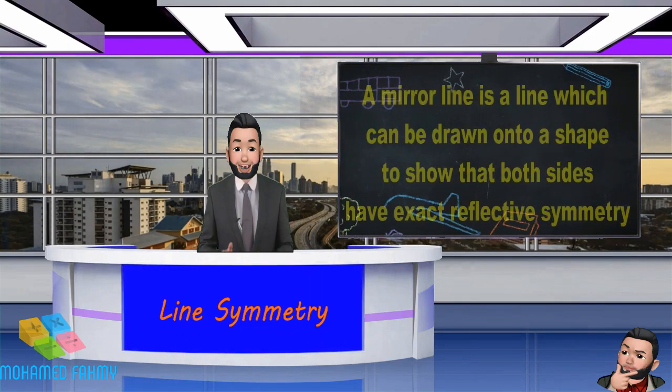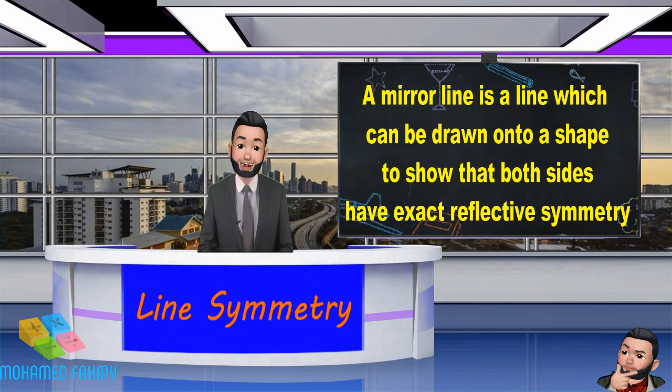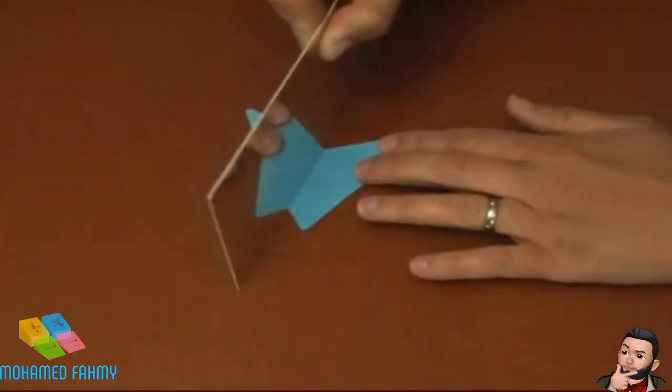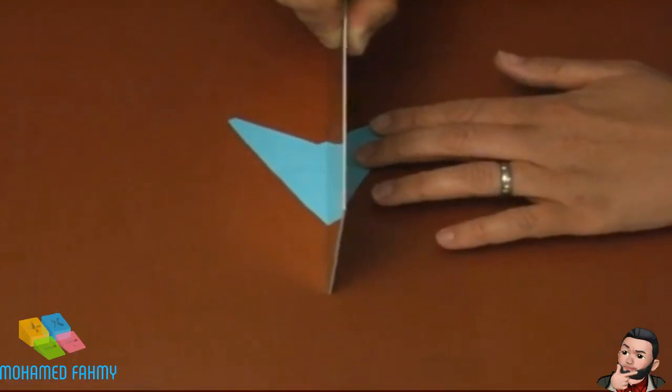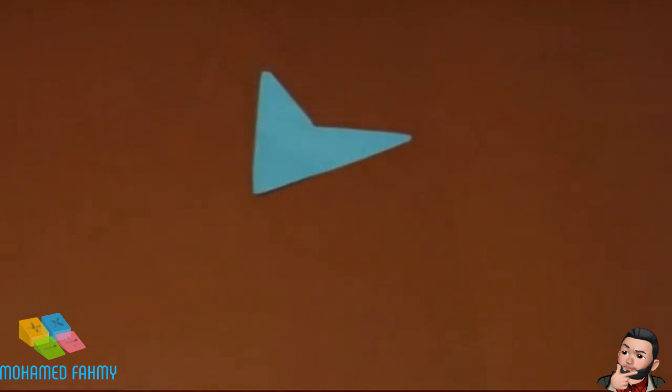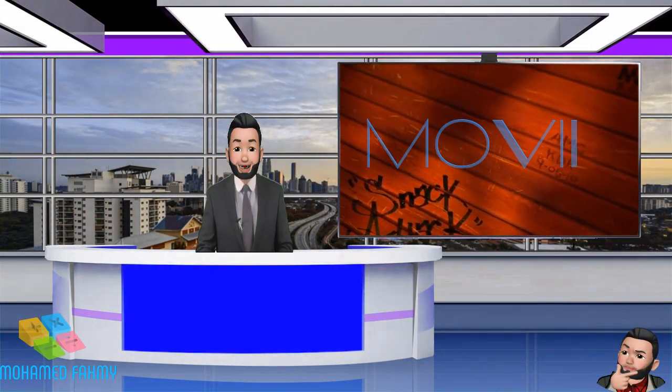The line symmetry, or the mirror line, is a line which can be drawn onto a shape to show that both sides have exact reflective symmetry. It's called a mirror line because it's acting exactly the same way a normal mirror does, reflecting a figure and flipping it. As you see on the screen, the line symmetry divides each figure into two identical parts. Now we have a short movie that includes the idea of line symmetry.